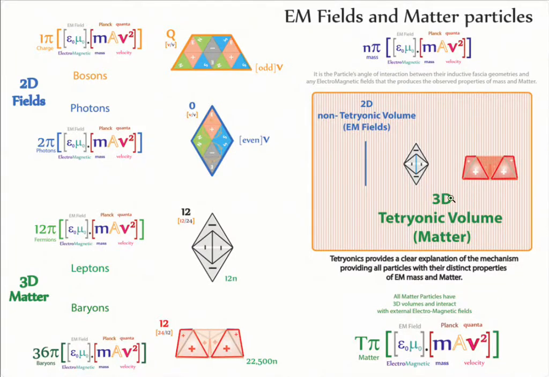Matter will always interact on an inertial level at a much higher rate than radiant EM waves. We of course describe the EMs as non-Tetrionic geometries. That is, that they have no three-dimensional component. They're all two-dimensional. And again, this is the major distinction between two-dimensional radiant EM fields, bosons and photons, versus 3D Tetrionic matter or fermionic matter, where we have faceted angular geometries.